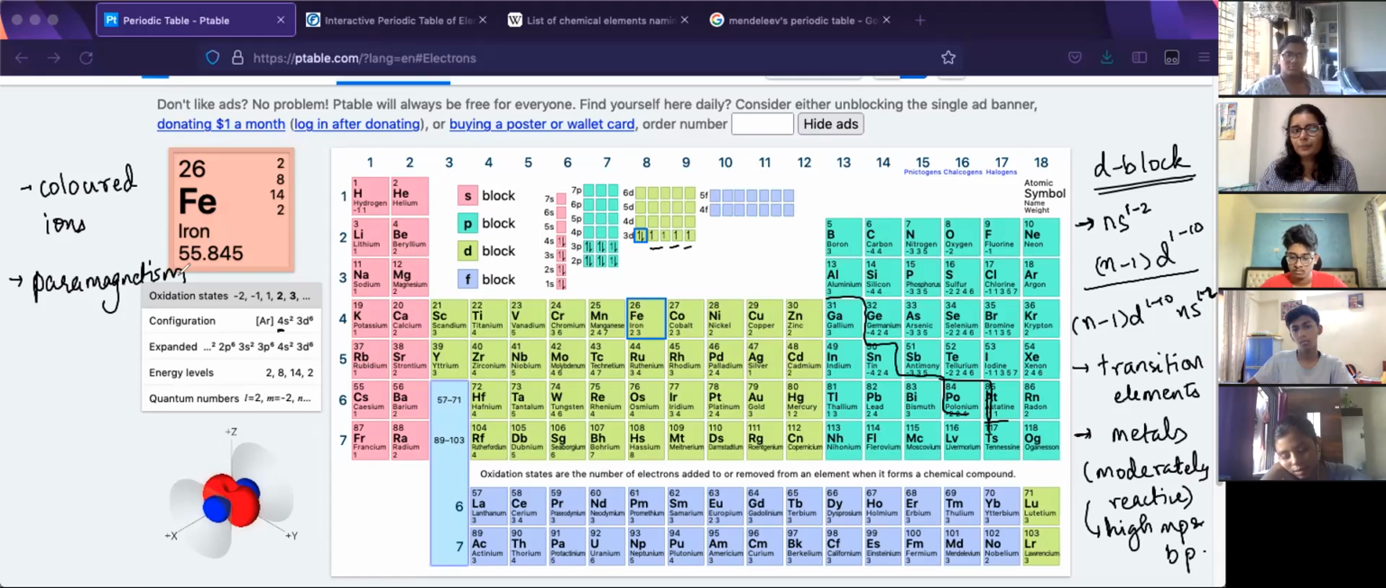So when we're talking about paramagnetism, this you'll find most relevant to what we're talking about. Paramagnetism is the reaction to a magnetic field.